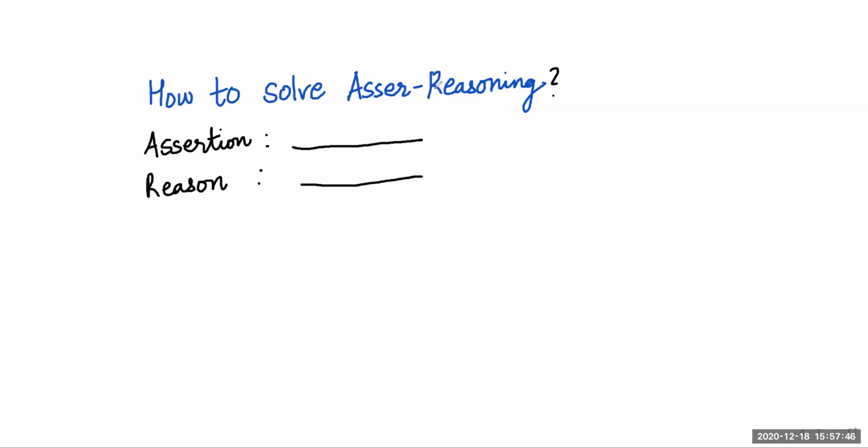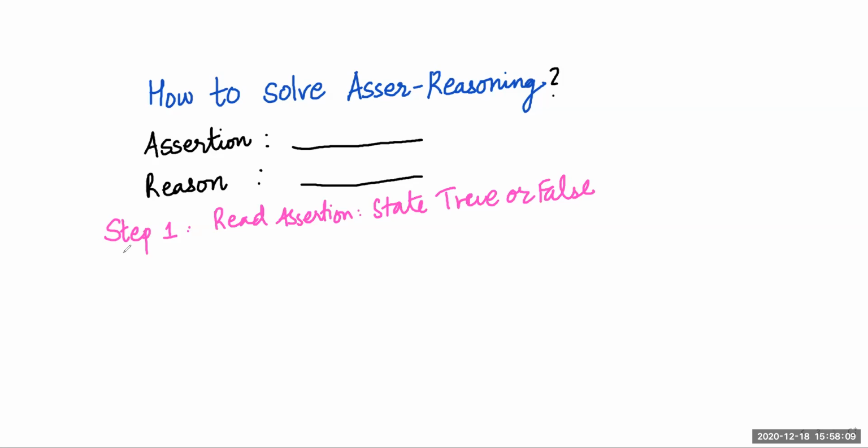Now your first step is read assertion, read the statement and state whether it is true or false. So read assertion, state whether it is true or false. Step 2, read reason, that statement, and state whether it is true or false. That's your second step.